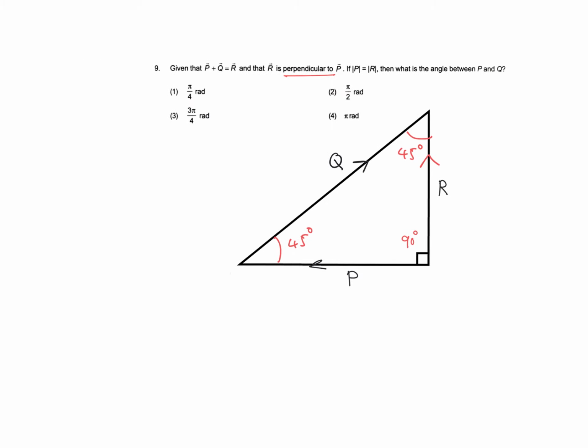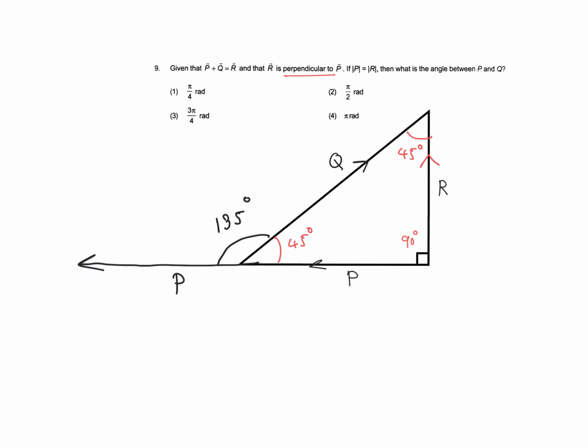To find the angle between p and q, we'll just extend this p vector. We know that if a vector is displaced parallel to itself, it will not make any difference. So now we attach the tail of p to the tail of q. This should be the angle between them. So this angle we can take as 180 minus 45, that is equal to 135.